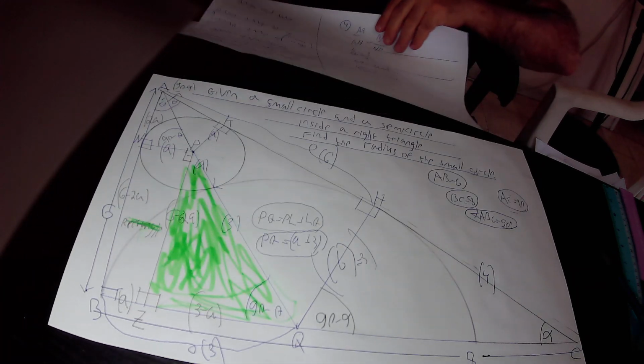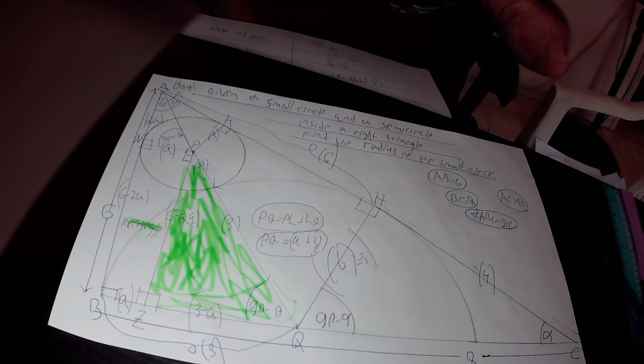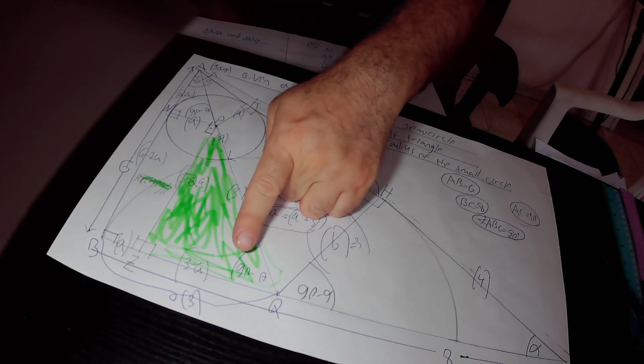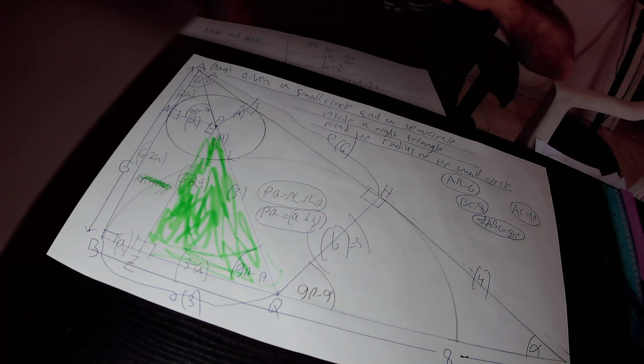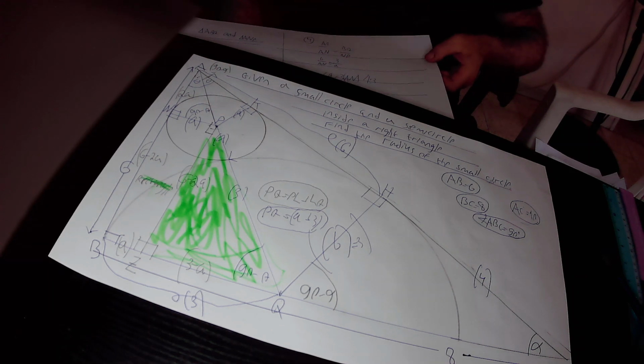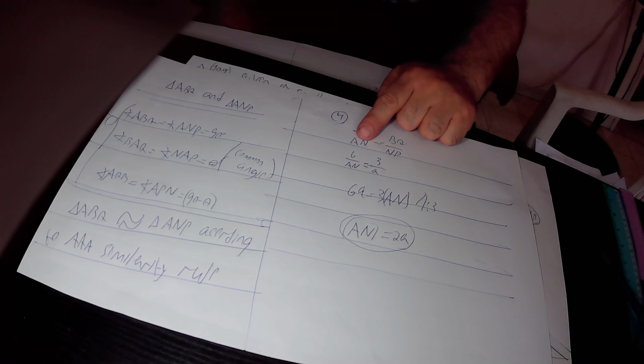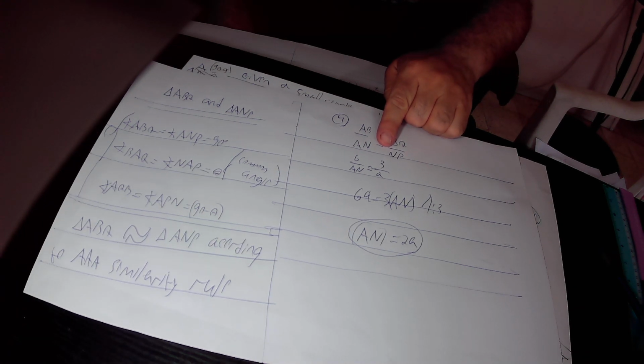AB is 6, AN is the missing side, so we leave it as it is. BQ is 3, it is the radius of the big semicircle, that is 3, over NP. NP is A, the radius that we are looking for in this question. So in conclusion, we found out that 6 over AN equals 3 over A.